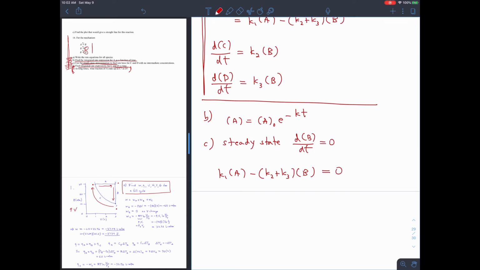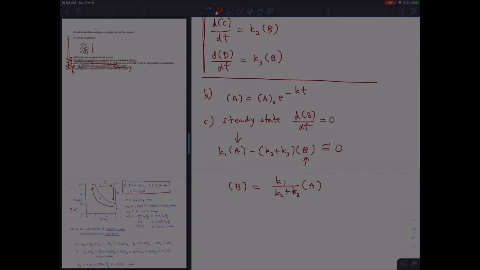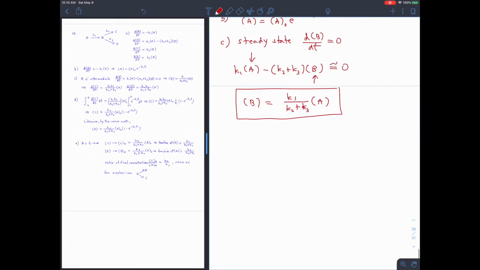So that's approximately equal to 0. It is an approximation, after all. A is a majority species, B is the intermediate. We want to solve for B, so B is equal to K1 over K2 plus K3 times A. Okay, now we have the steady state relationship that allows us to eliminate the intermediate.